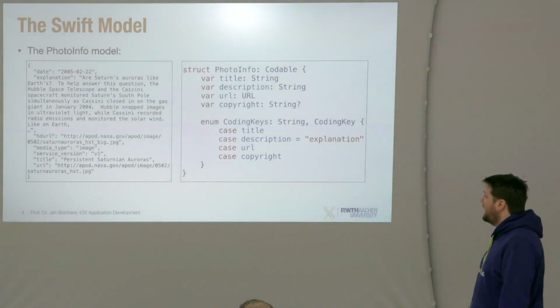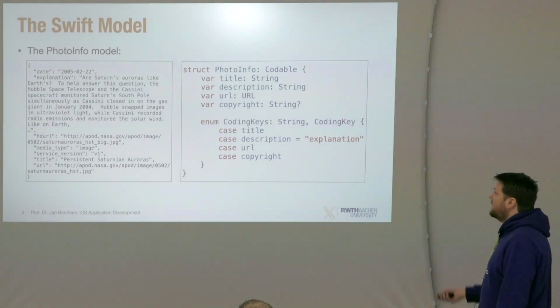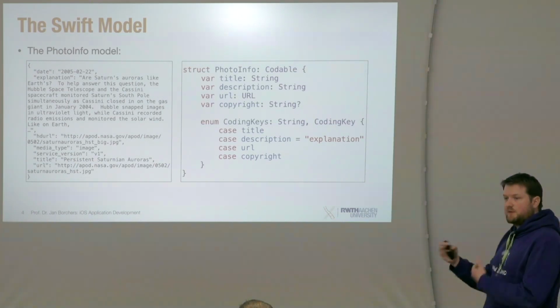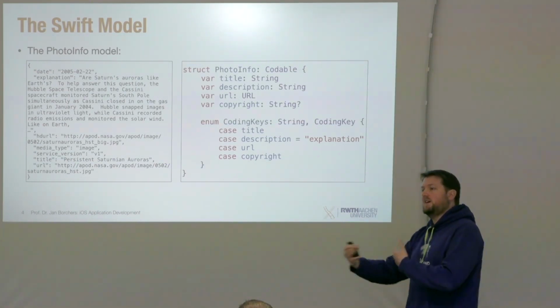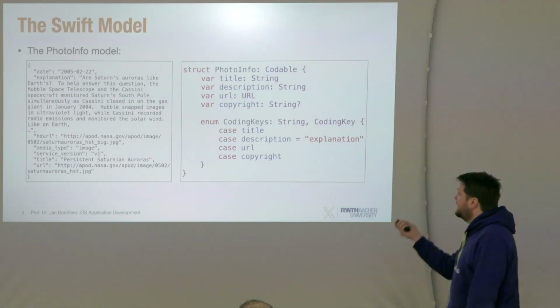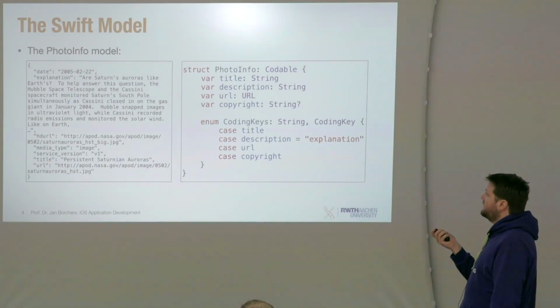that we can map this information to. And first, ignore the lower part here. What you just need is a struct that is also Codable, so that it supports decoding and encoding data. And here you can specify the components that you want in your struct.